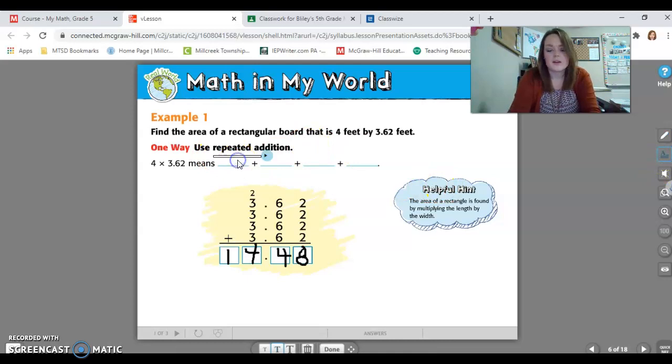Up here we can write 3 and 62 hundredths 4 times because we used repeated addition to multiply our numbers together.